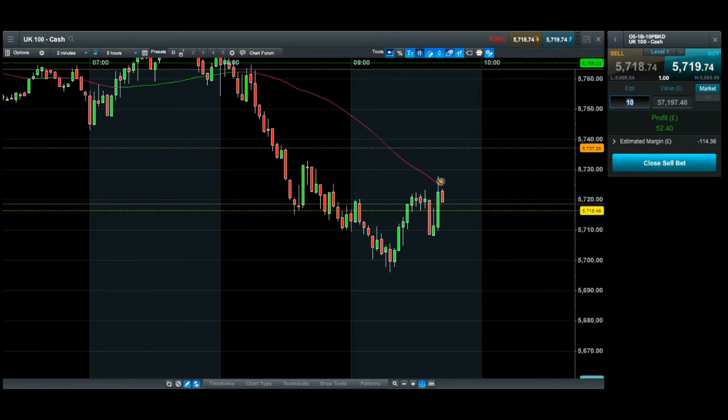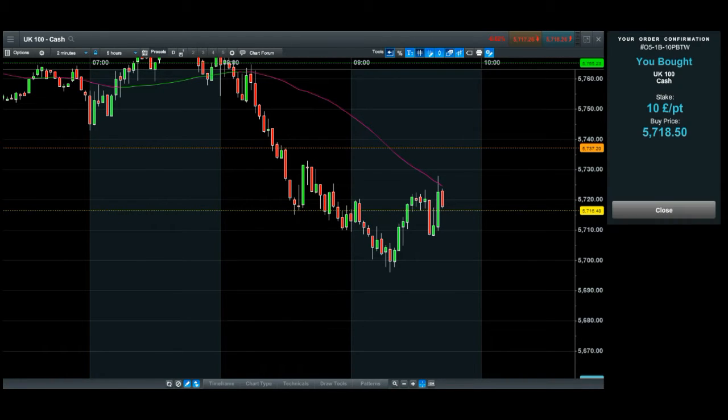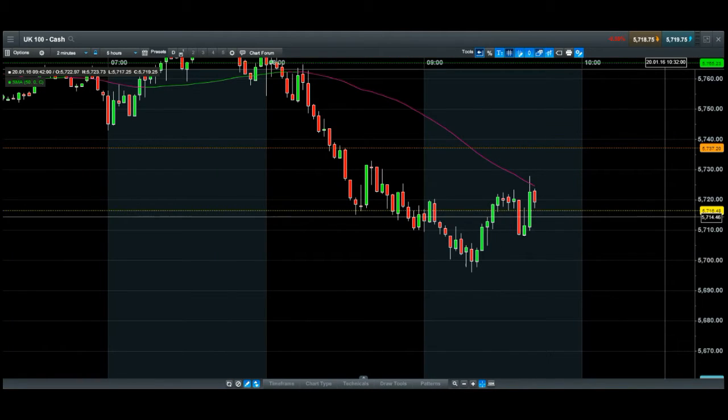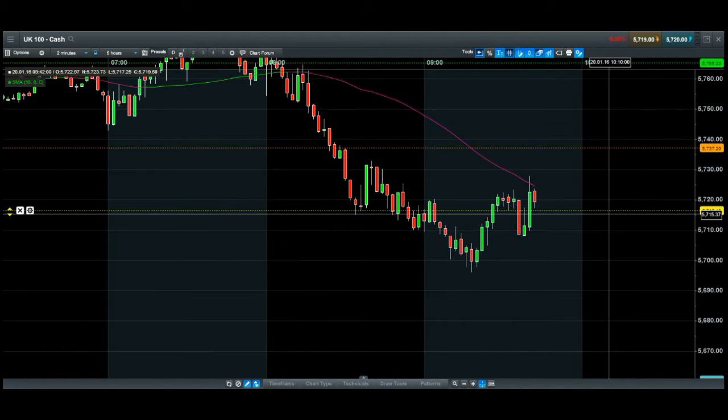Okay, looking good. Give it a few more minutes. Right. Okay, about here. Right. Good. That has now put £64 into the account. So two trades already making £100.